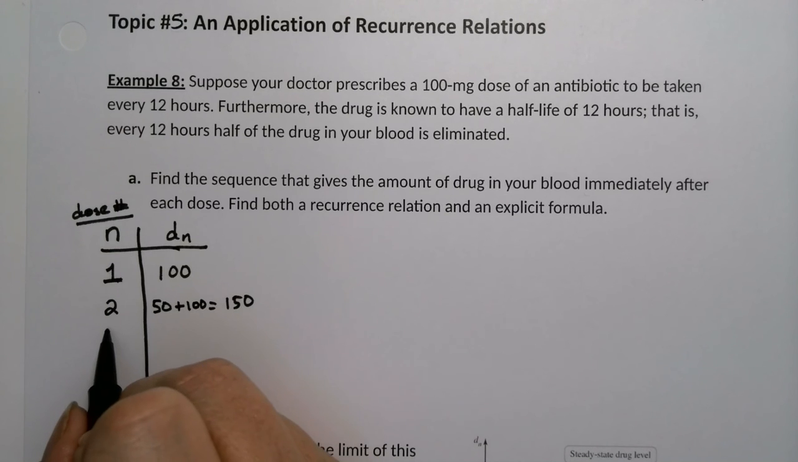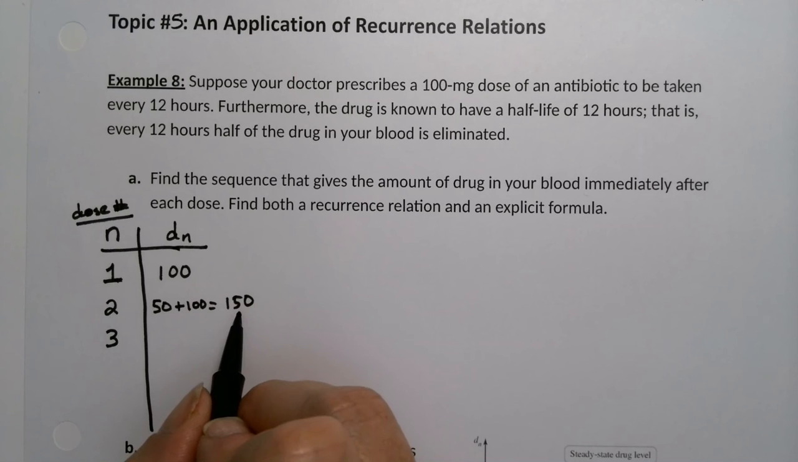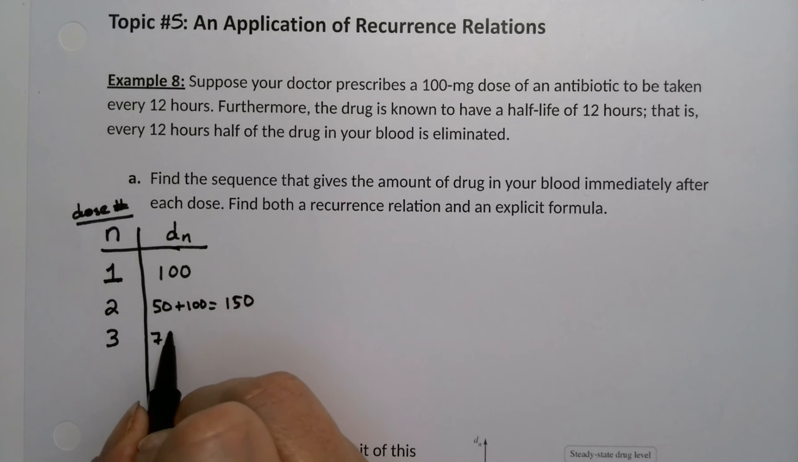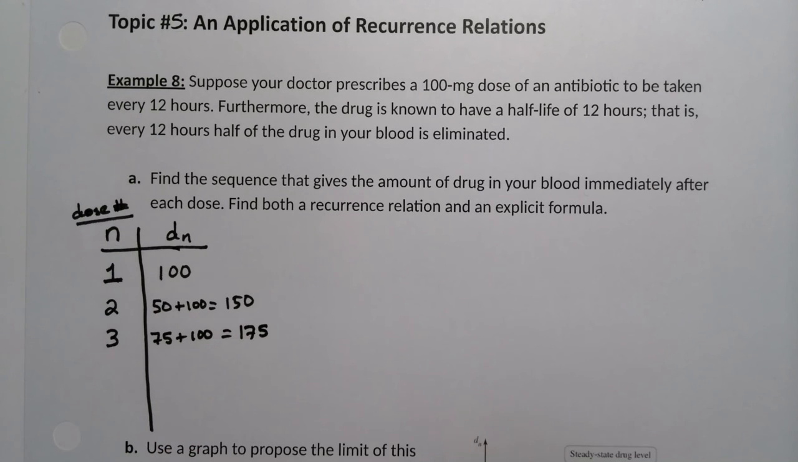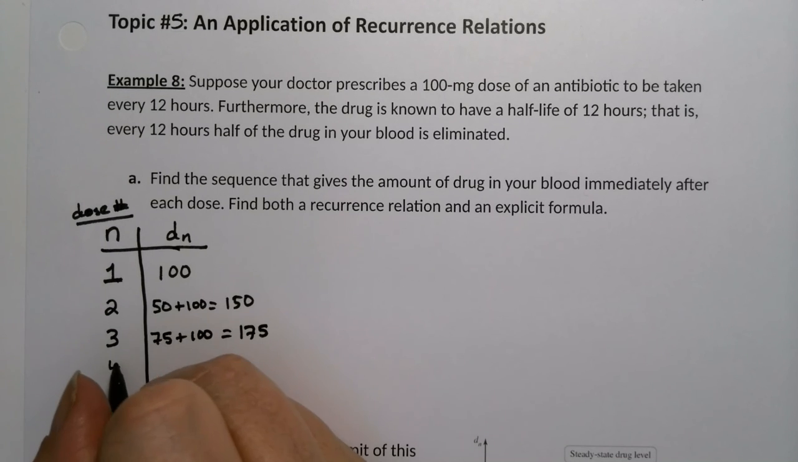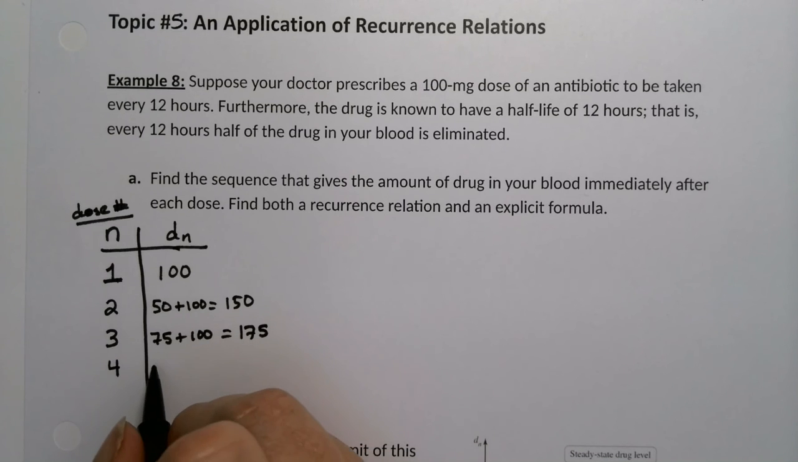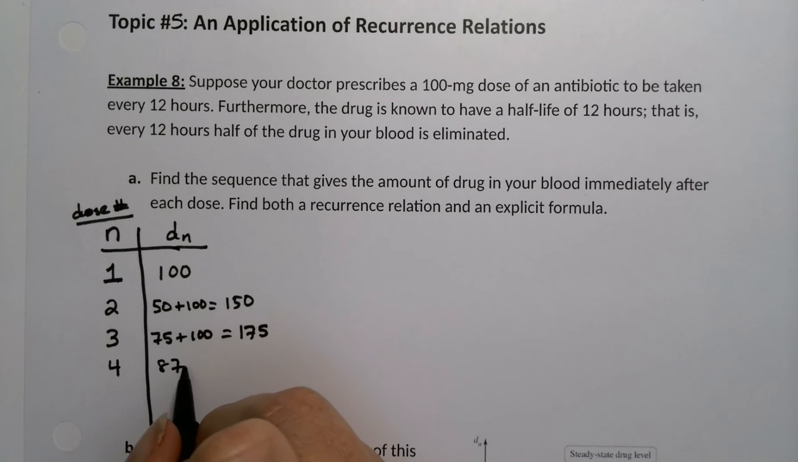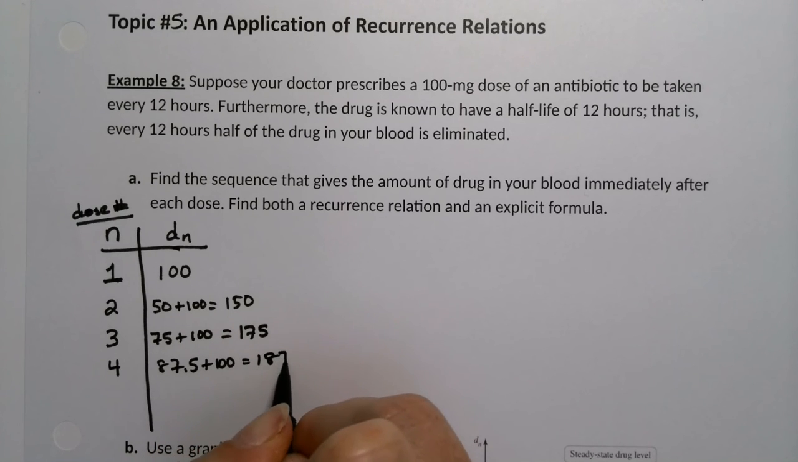Then at time 3, your third dosage, you have half of that left. Well, half of 150 is 75, and then you take another dose of 100, which gets you 175. At 4, you have half of that left, which is 87.5 plus 100, which is 187.5.